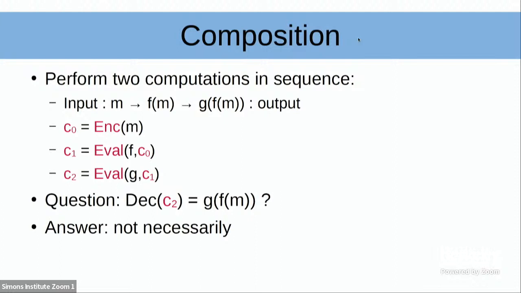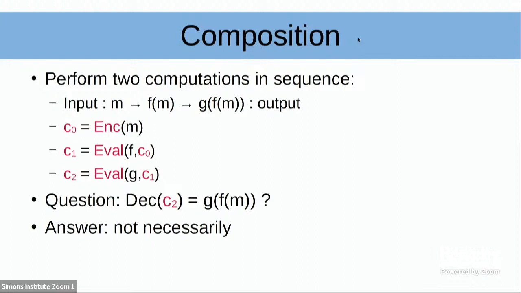This is a two-step computation, and you can think of doing it homomorphically. You first evaluate a function f homomorphically on C0, an encryption of the original input message. Then you run the evaluation algorithm again to evaluate homomorphically a function g on C1 to get a ciphertext C2. Assuming that the scheme you are using supports, according to the definition given, the homomorphic evaluation of both f and g, can you conclude that if you decrypt C2, you get g of f of m, what you want? The answer is that that's not necessarily true. That may not be the case.